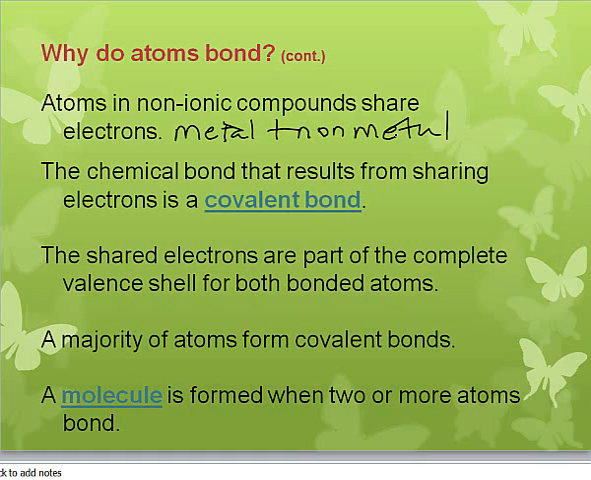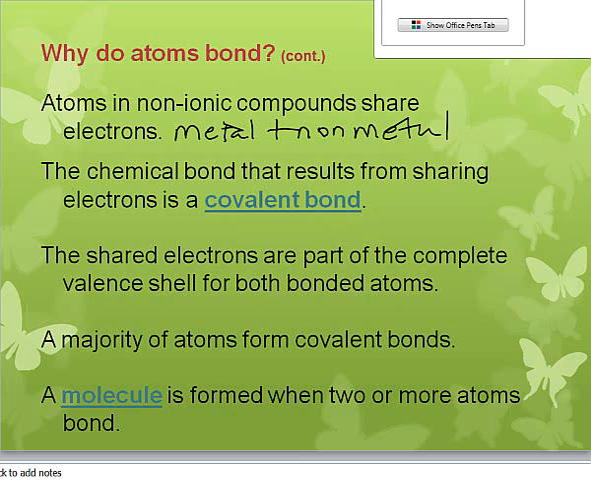And a majority of the atoms form covalent bonds. Now, a molecule is formed when 2 or more atoms bond. So you have a couple of vocabulary words, covalent bonding and molecule. Those are the ones that form when 2 or more atoms bond.